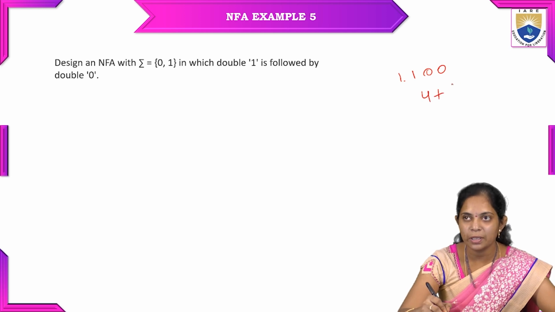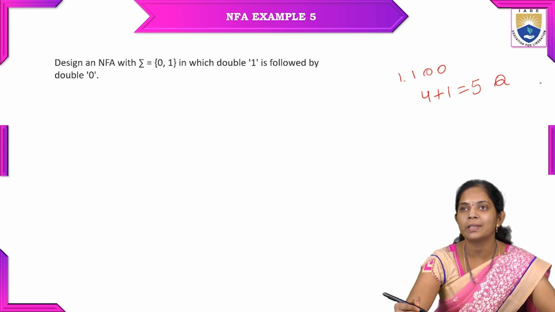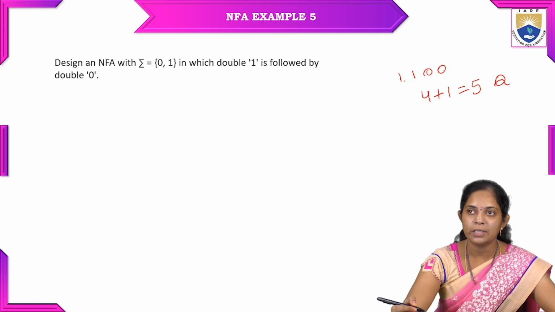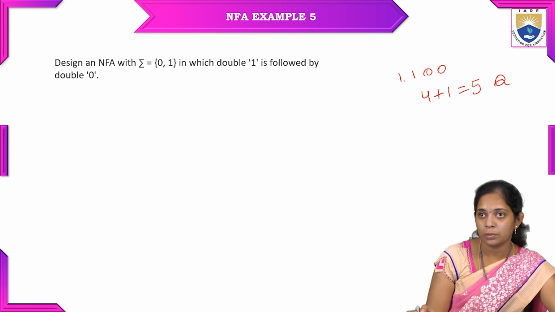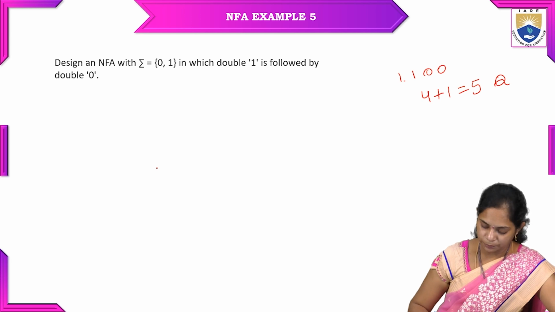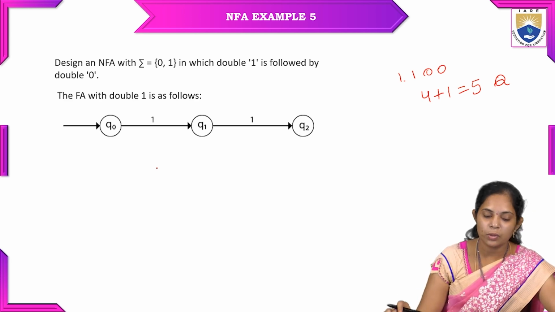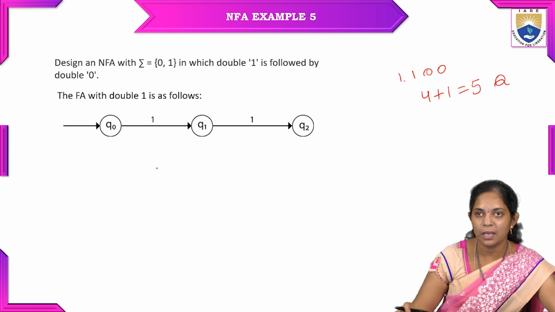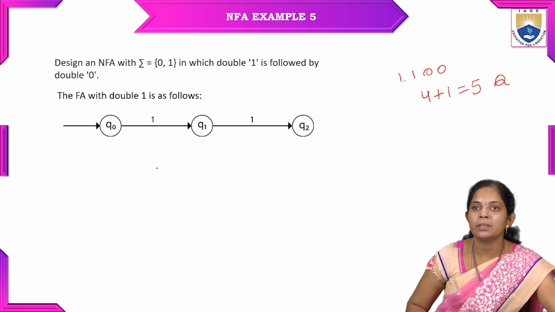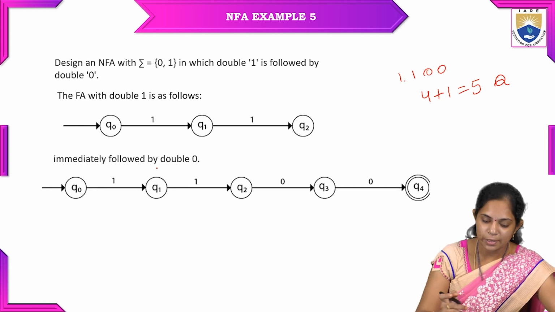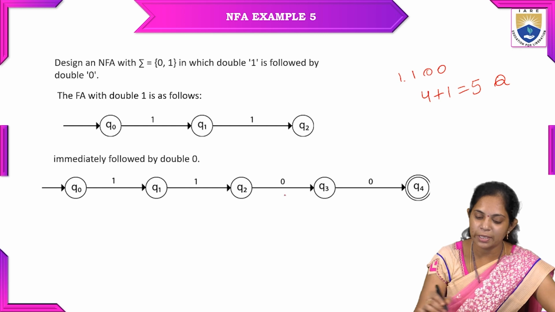And how many states do we require for this? Minimum length plus 1, that is 5. So we require 5 states for this construction of NFA. So first, double 1s followed by double 0s. For the double 1s we have three states, followed by double zeros. Let's add 2 more zeros to the same diagram. So like this, how many states do we require? Finally 5 states.